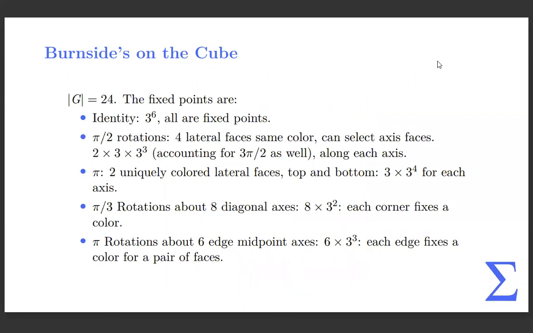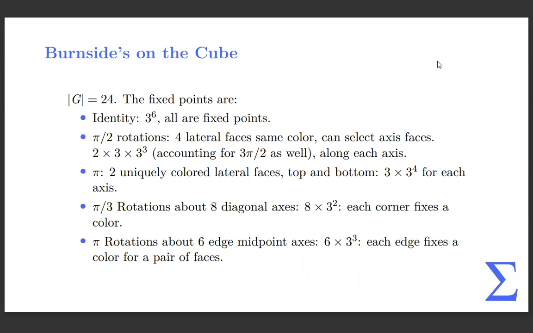Okay, so the identity mean is 3 raised to 6. Why? That's because I have 6 possible faces I want to color, and I have 3 choices for each of them: 3 times 3 times 3 times 3 times 3 times 3, 3 to the 6. That's the identity, right? And does the identity make any of them be the same? Are any of them invariant under the identity? Well, all of them are individually invariant, right?